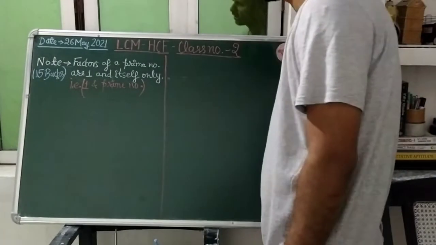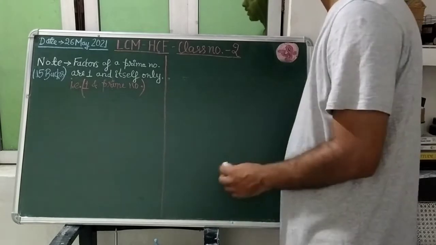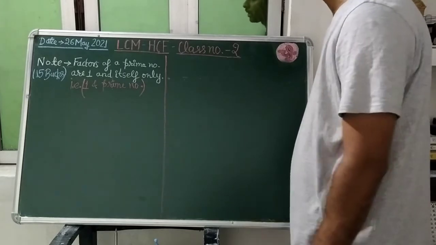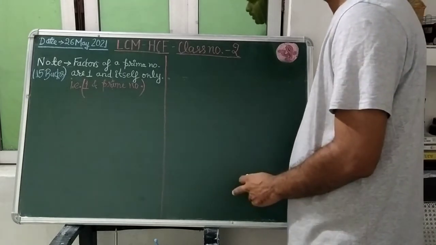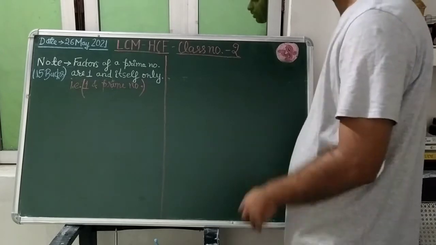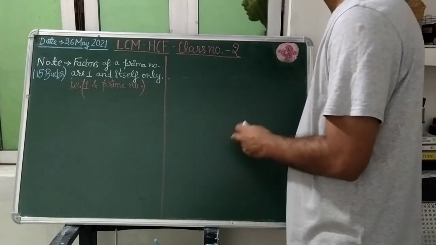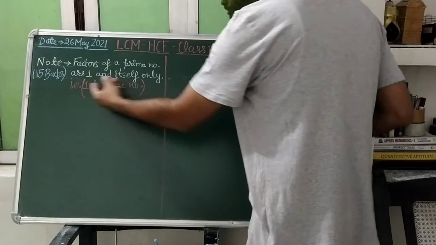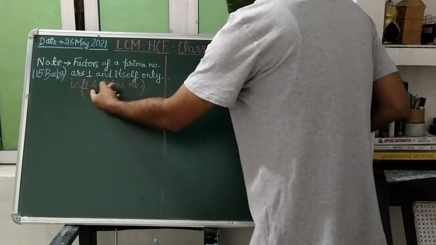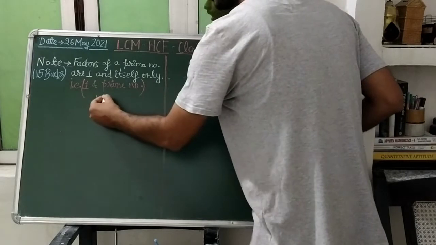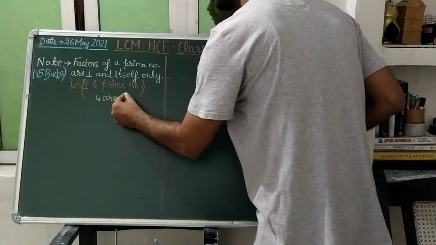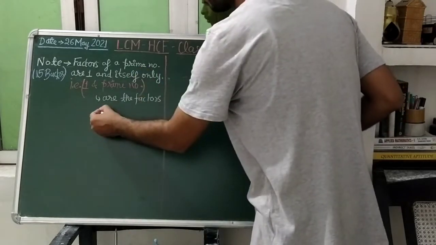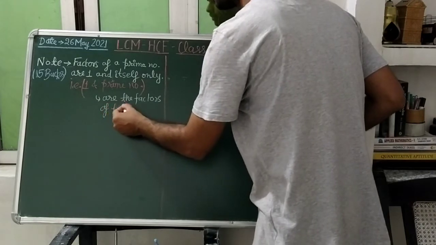So students, factors of a prime number are 1 and itself. You will remember that factors of a prime number will be 1 and itself only. So students, what is the meaning of 1 and prime number? 1 and the prime number are the factors of a prime number.